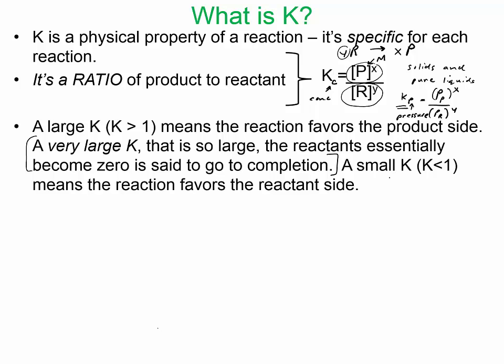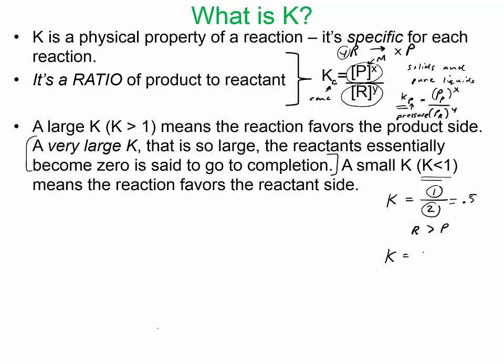And then if you have a small K value, so less than one, it means the reaction favors the reactant side. And here's a very simple little analysis you can do. Let's say your product is 1 molar and your reactants are 2 molar, then our ratio here is 0.5. So this number is less than 1, but if you look at the numbers that went into it, we have 2 on reactants and 1 on products. So that means our reactants are favored. Our reactant amount is greater than our product amount.